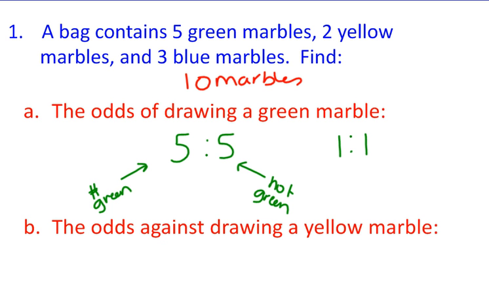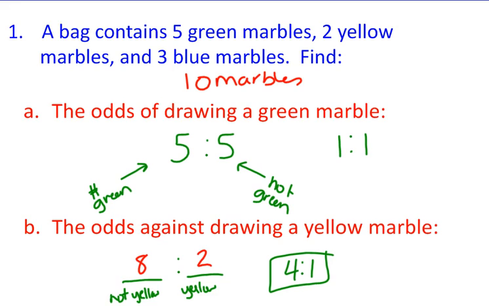So the odds against drawing a yellow marble. First thing we're going to do then is our first number is not yellow. How many choices do we have that are not yellow? Because we're doing the failures. And then the successes would be yellow. So not yellow, that means I have 8, and I have 2 yellow, so that's going to go right here. So I would then reduce that and say that I have 4 to 1 odds.